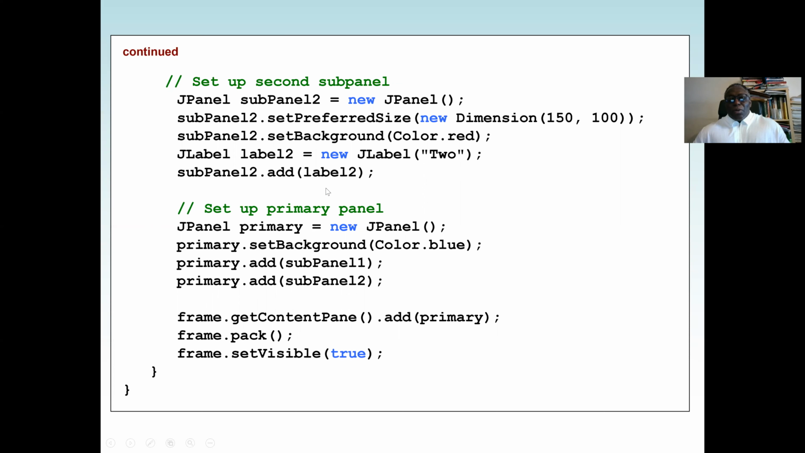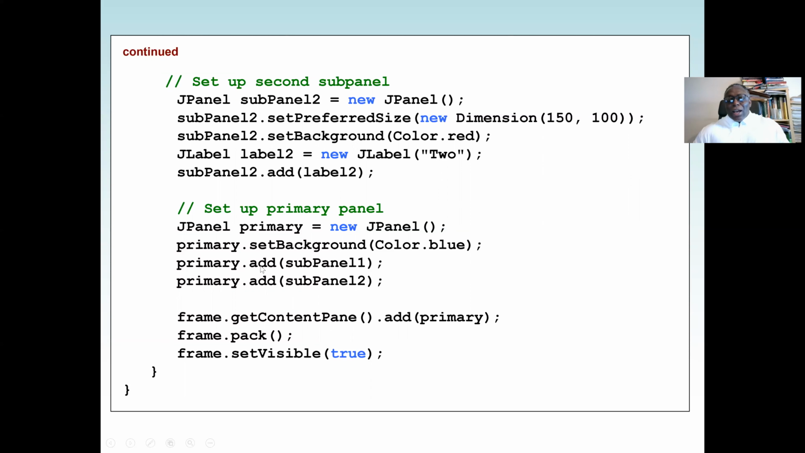Now we are going to set up our primary panel. So JPanel primary equal to new JPanel. This time the primary panel will be the actual panel that is in the frame, and the other sub panels will be inside the primary panel. So here we decided to set the color to blue. Then we add the two sub panels into it, so this is what we call nested panels.